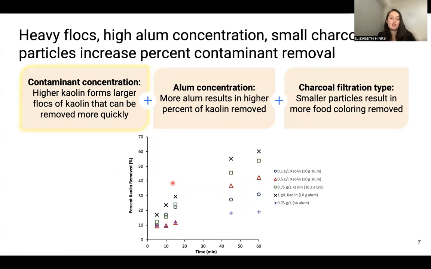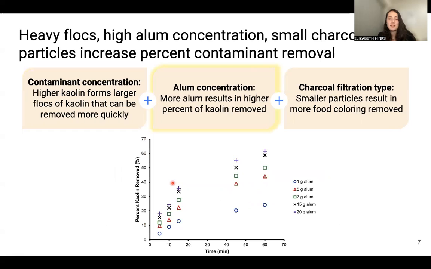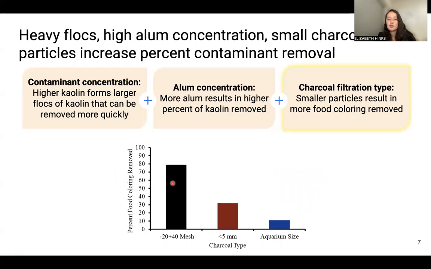And finally, in conclusion, we can summarize that having a higher contaminant concentration results in larger flocks that can be removed more easily from the wastewater. We can also summarize that a higher alum concentration results in more kaolin removed. And finally, we can also understand that using a small charcoal size results in a greater removal of contaminants. Thank you.